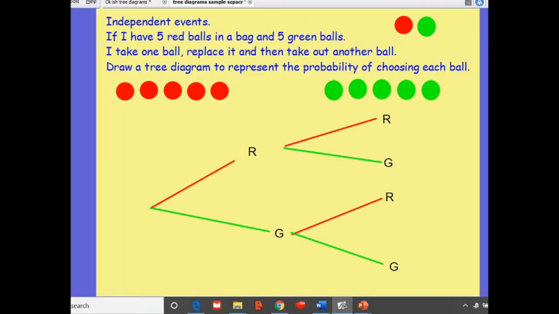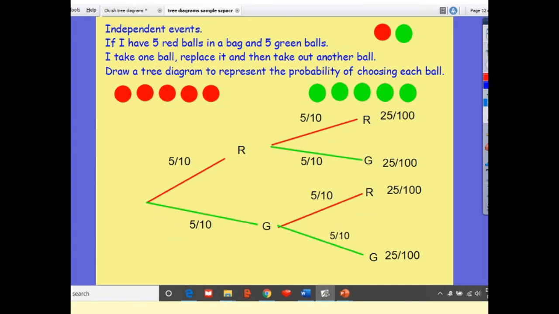Same as before, my 2 outcomes are going to be red, green. And on my second choice, my same outcomes are going to be red, green, red, green, red, green. But just again, the second outcome is not affected by the outcome of the first. So my actual probabilities stay the same for each one. It's going to be 5 out of 10 for my first green. It's going to be 5 out of 10 for my second green as well.